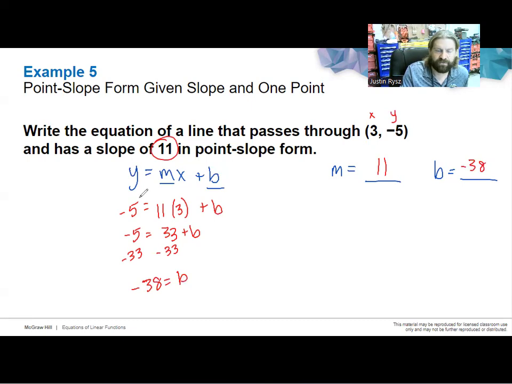So now that we got that, we can actually write our equation because we have our m and b, and we can say y equals 11x minus 38. Okay, so that's what we're going to be working on next, is writing these linear equations.